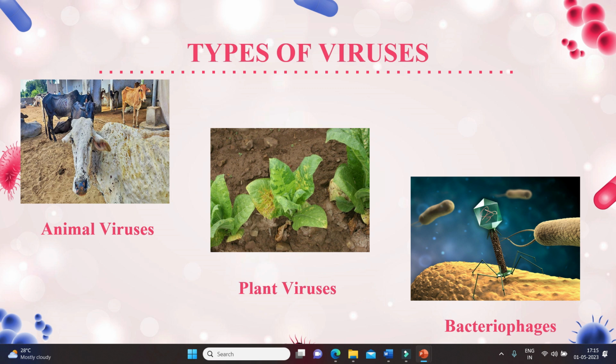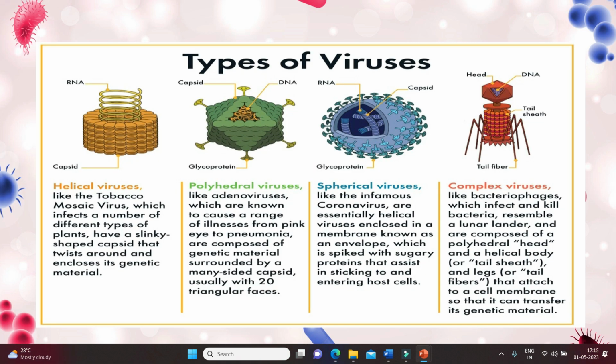So these are the types of viruses. Coming to animal viruses: we all know animal viruses are obligate parasites that infect animals. Their genetic material is either DNA or RNA, which can be single or double-stranded. They are known to cause serious human diseases such as AIDS, rabies, smallpox, herpes, polio, hepatitis A, and many more.